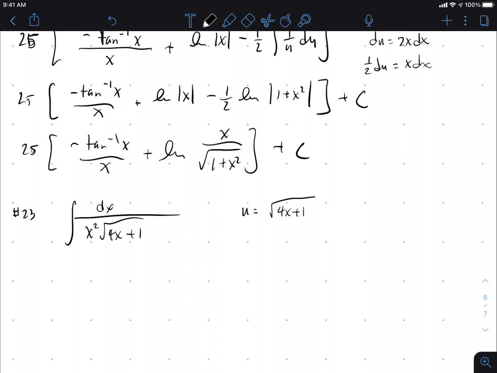That x squared piece is going to become an issue. So I know that du is going to be 4 over 2 root 4x plus 1 dx, which cleans up to be 2 over root 4x plus 1 dx, right? So then that means I have to multiply by 1/2.